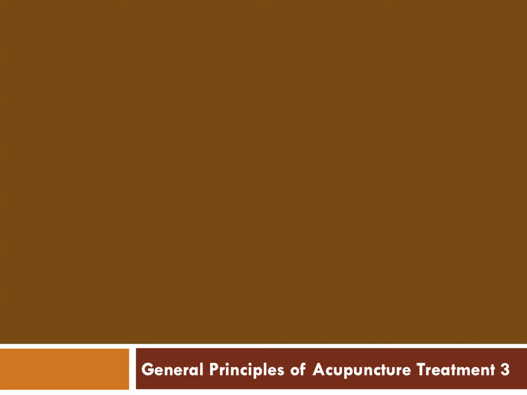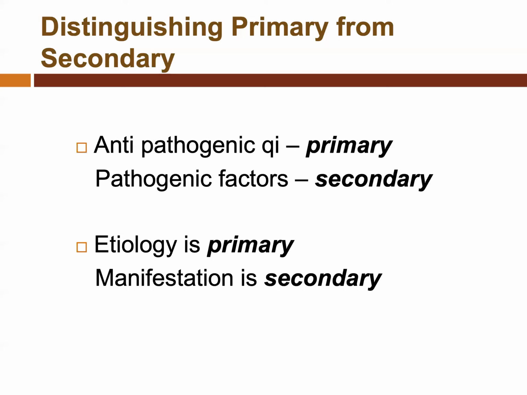Now we're on our third part of the general principles of acupuncture treatment. For today, we'll discuss the third general principle, which is distinguishing primary from secondary. Between antipathogenic qi and pathogenic factors, the antipathogenic qi is primary and pathogenic factors is secondary. Between etiology or the source or the cause and manifestation, which is the symptom, etiology is primary and manifestation is secondary.